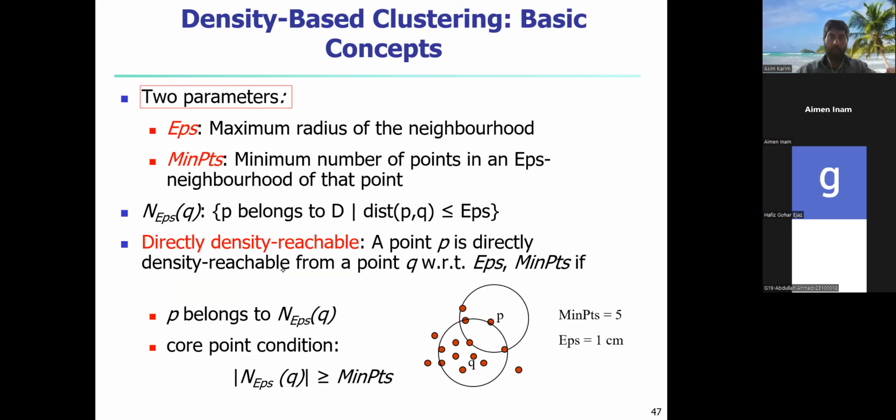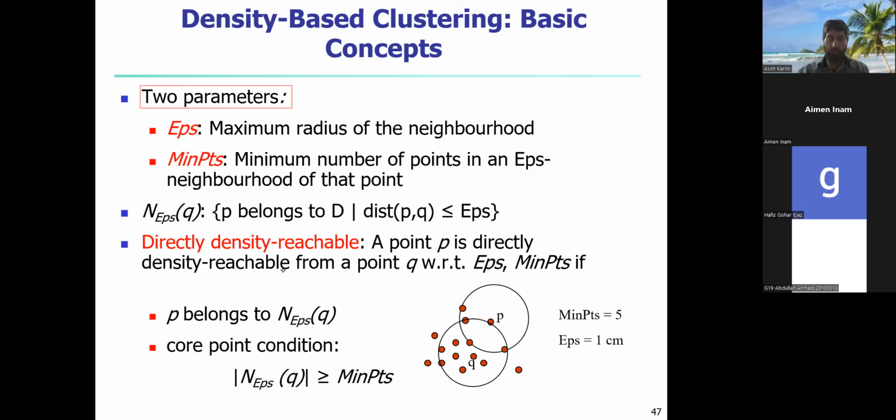There are two parameters in DBSCAN. One is EPS, or epsilon, which is the size or the maximum radius of the region around a point. In other words, EPS defines the neighborhood around a point. The other parameter is min points, which is the minimum number of points in this region to make that region dense. So both these parameters control the density.